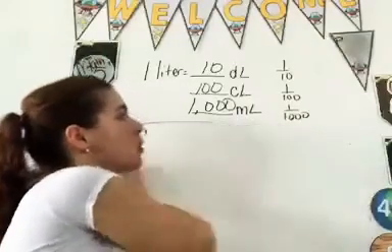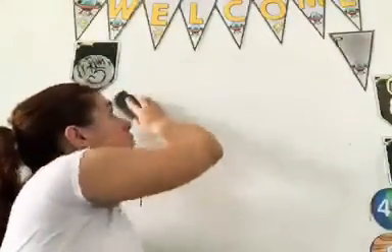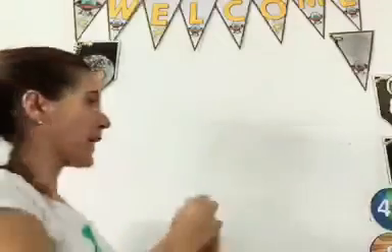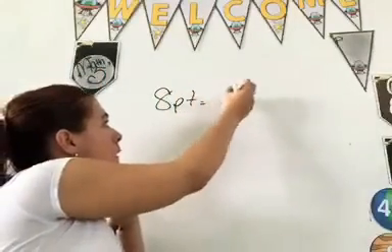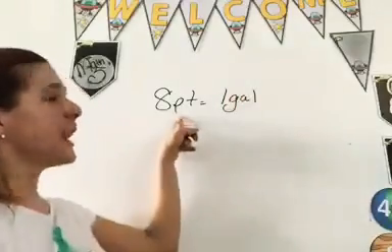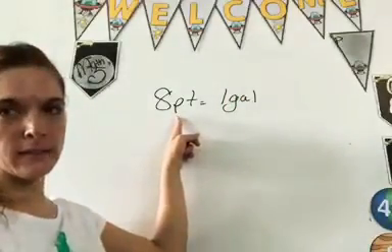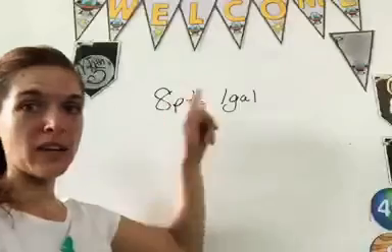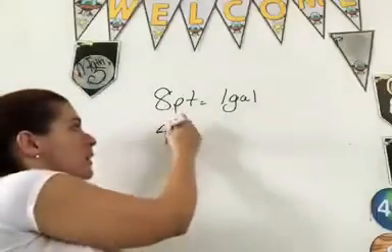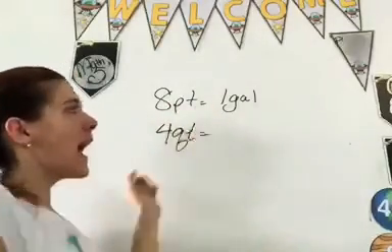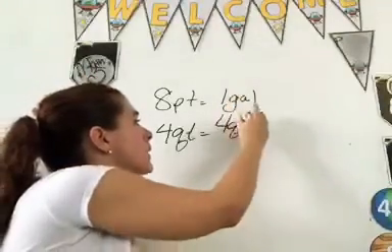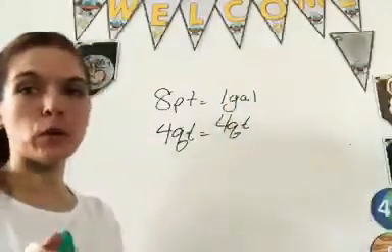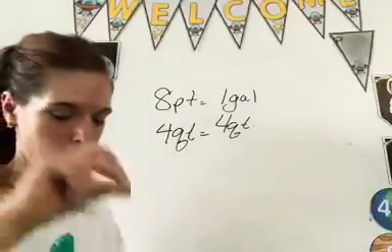8 pints equals 1 gallon. Let's look at it. 8 pints. Okay, 8 pints. How many quarts is that? Well, there's 2 pints in every quart, so 8 divided by 2 is 4. 4 quarts. How many quarts are in a gallon? 4. So 4 quarts equals 4 quarts. Bada bing, bada boom. That one's true.